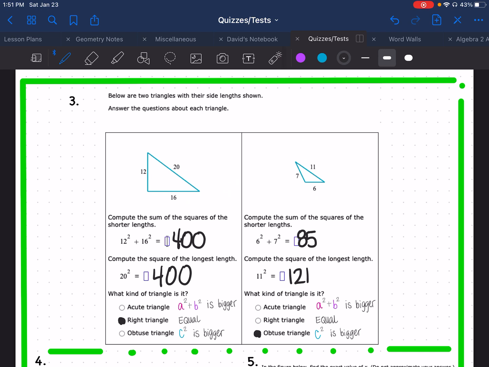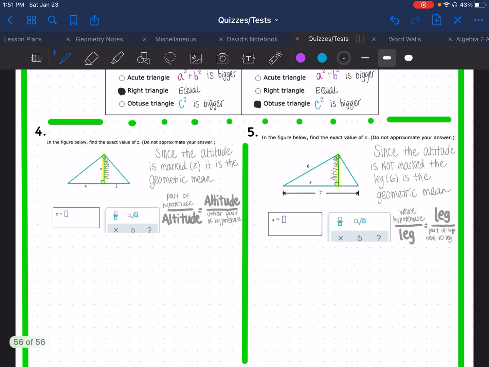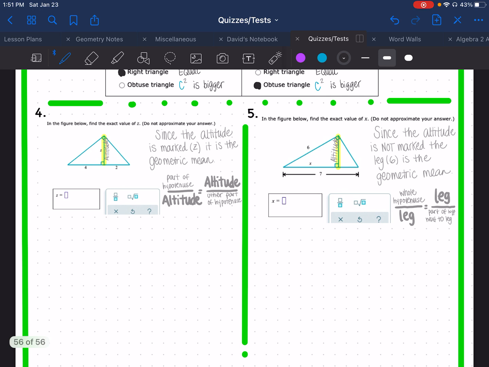Okay. The last two questions are going to talk about the geometric mean. Notice in question number 4, the altitude is marked with the variable z. So that means it is the geometric mean, and I'm going to go ahead and use this proportion. In question number 5, my altitude is not marked, so that means the leg is the geometric mean, the 6, and I'm going to go ahead and use this proportion to solve.